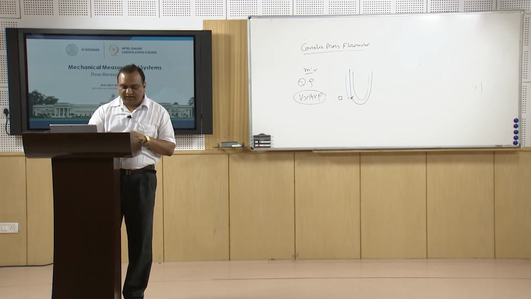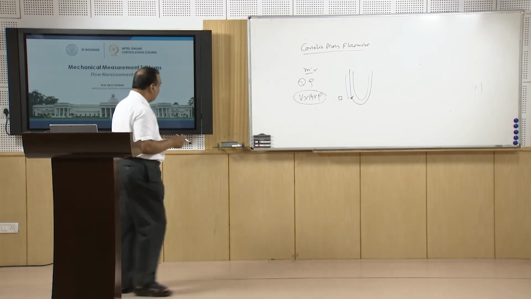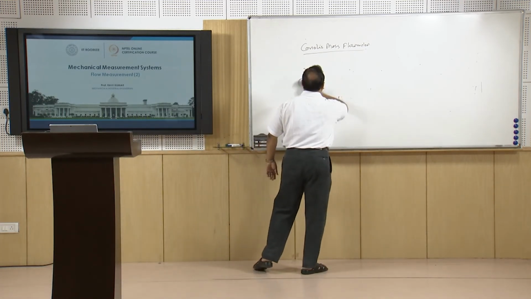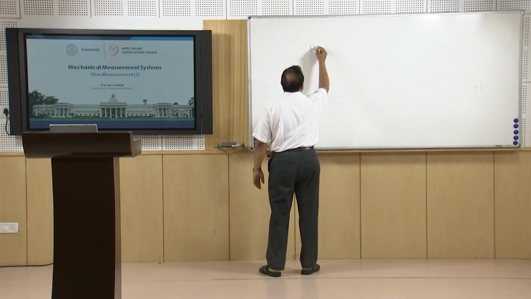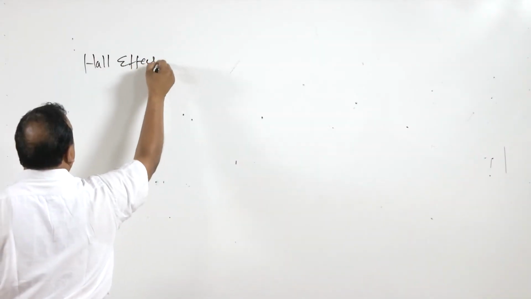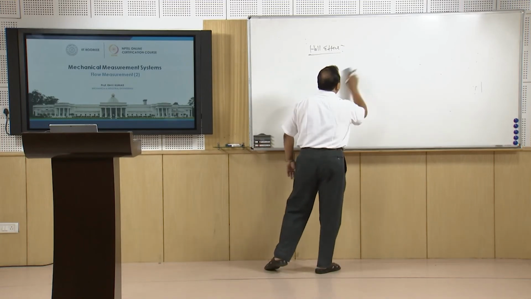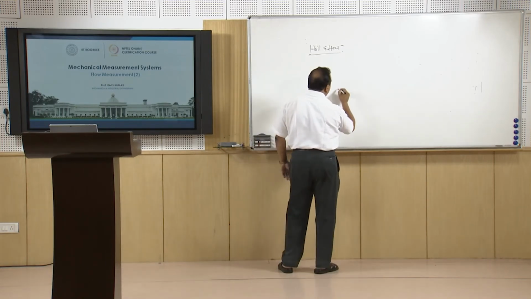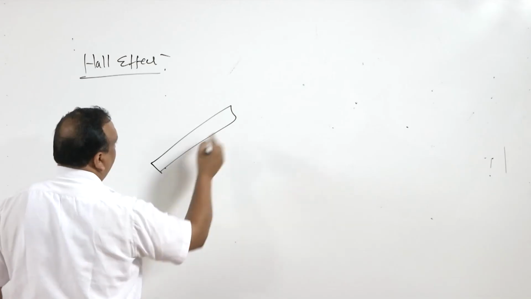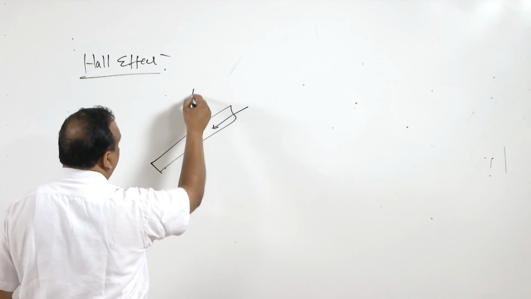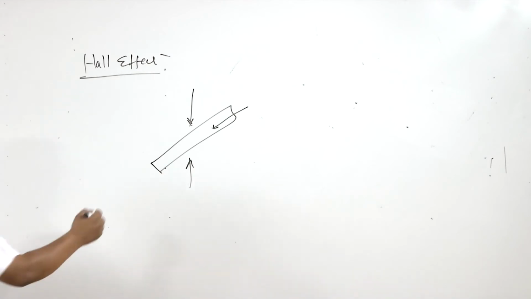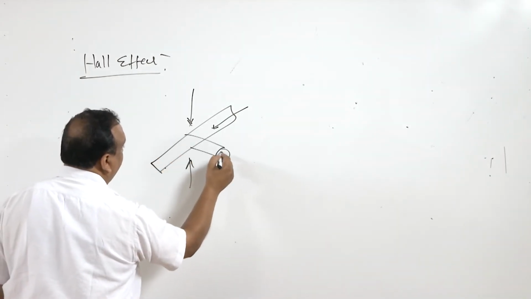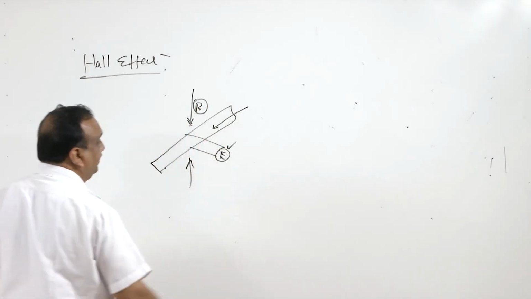Now, another one is the Hall effect flow meter. In Hall effect, suppose there is a conductor, and I should first explain the Hall effect. There is a conductor carrying charge, and a magnetic field is applied, right? In that case, across the faces of the conductor, EMF will be generated. So the moment we change B, this EMF will change.